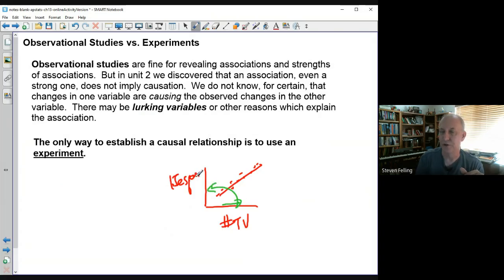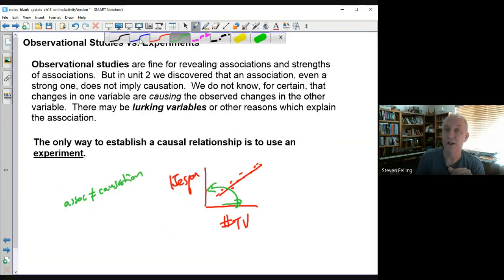right? So we said association is not the same as causation, right? Or correlation is not the same as causation, right? Now we're going to say a big unless we conduct an experiment.